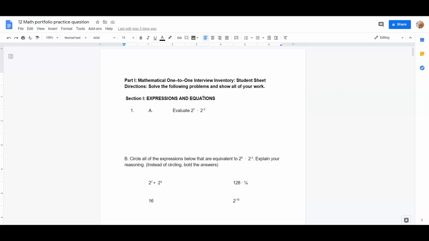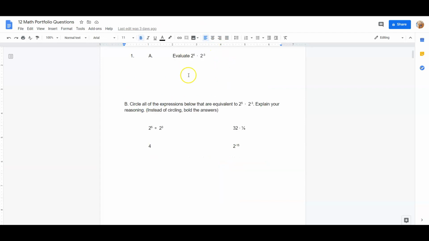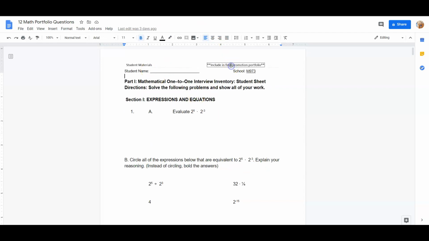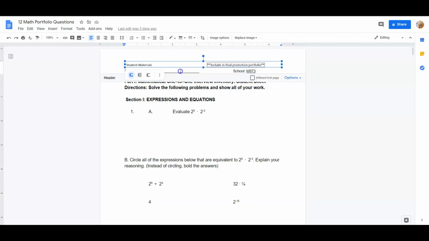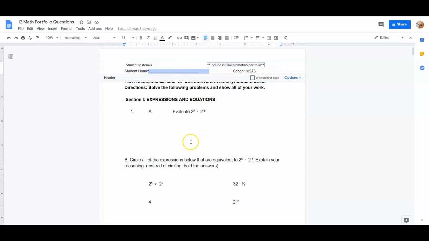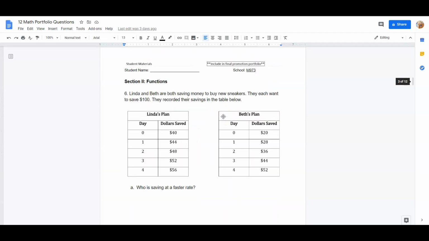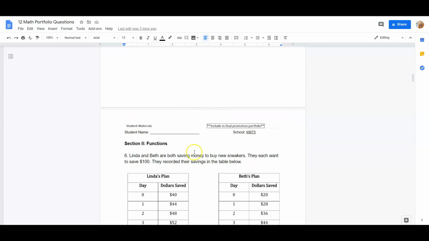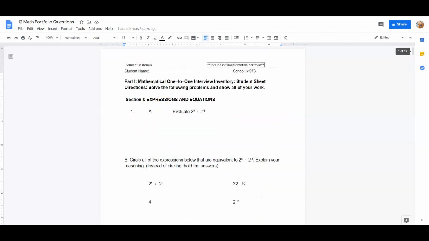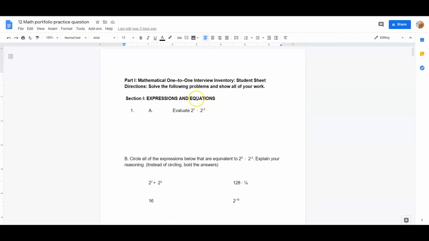So the sheet that you're looking at right now is the practice sheet. This is your actual portfolio. You'll see that at the top it has this stuff and you got to double click it in order to fill in your name. Don't worry about that. I'll do it if you don't want to. So that's how you could figure out that these are the actual portfolio questions. You just look at the top. Let's get back to the practice though.